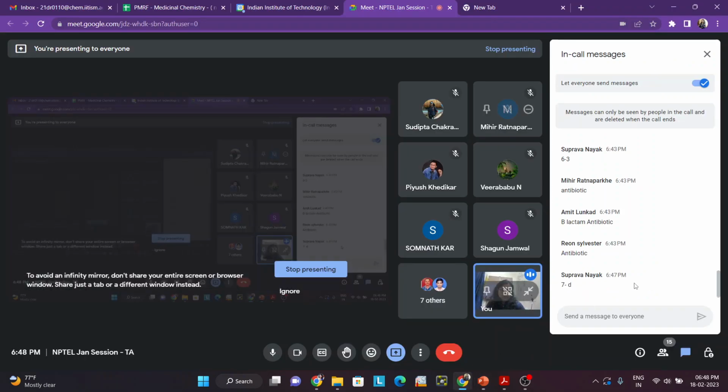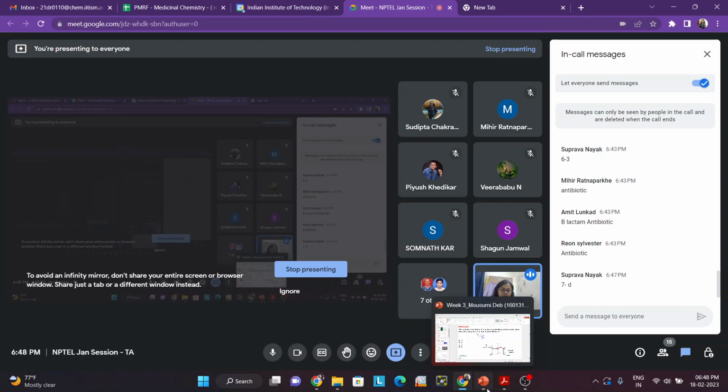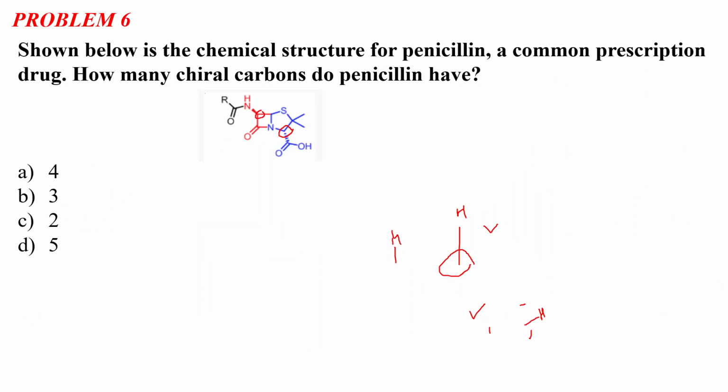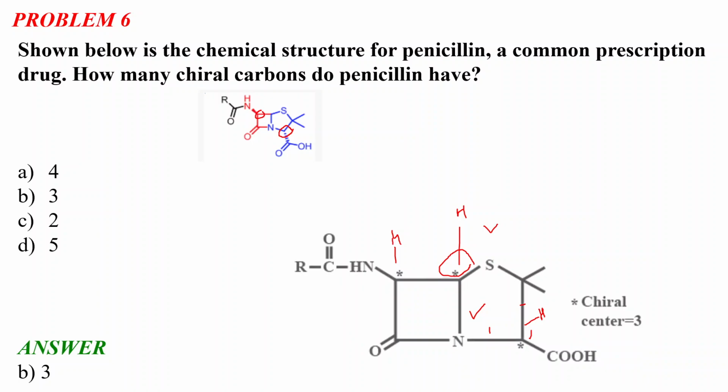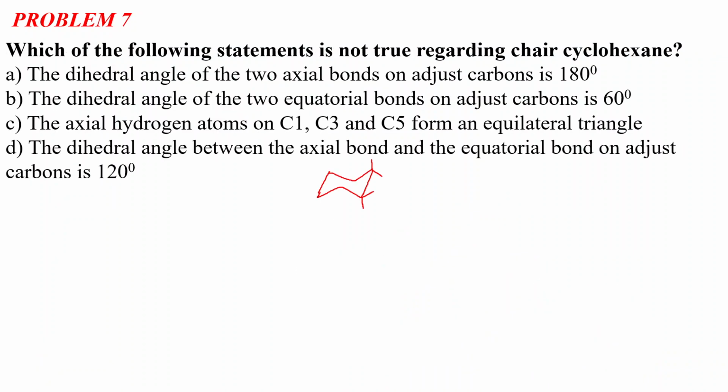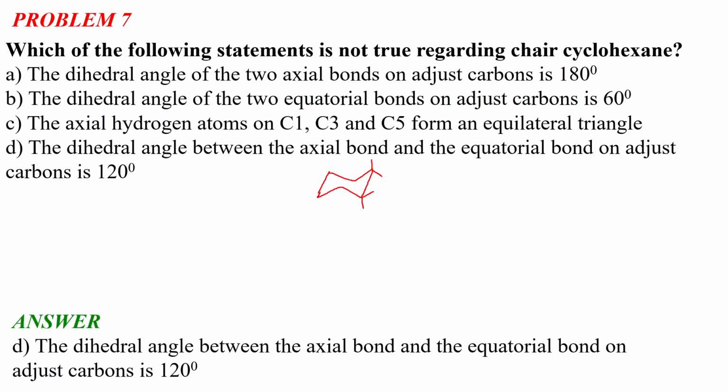We have one answer, number D. Okay, so let us check the answer because it will take time to make you understand this. This is a little bit tricky. So the correct answer is D. The dihedral angle between an axial and an equatorial bond on adjacent carbons is 60 degrees, not 120, so this statement is not true about chair cyclohexane.